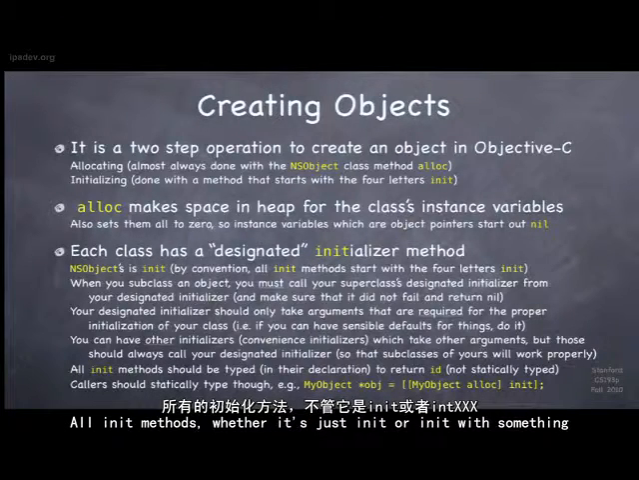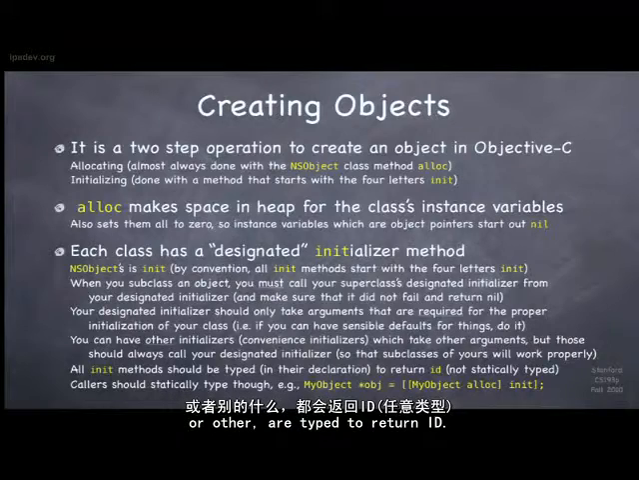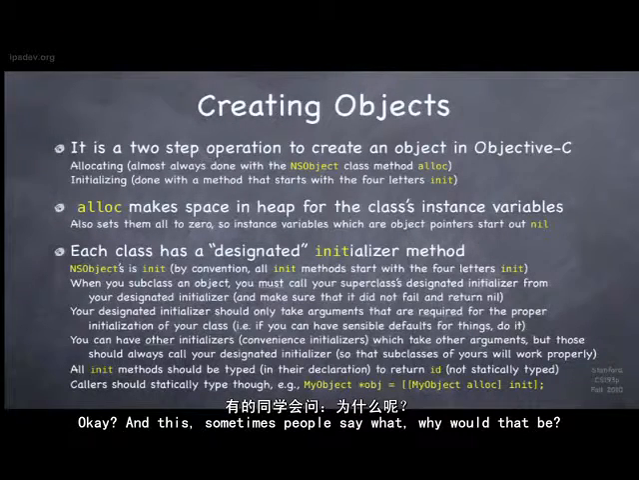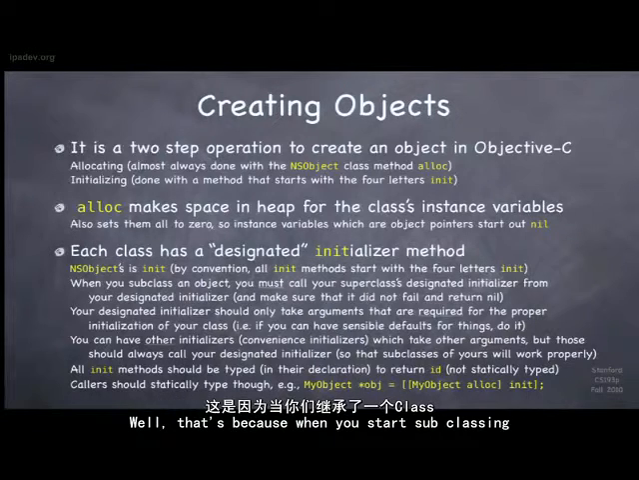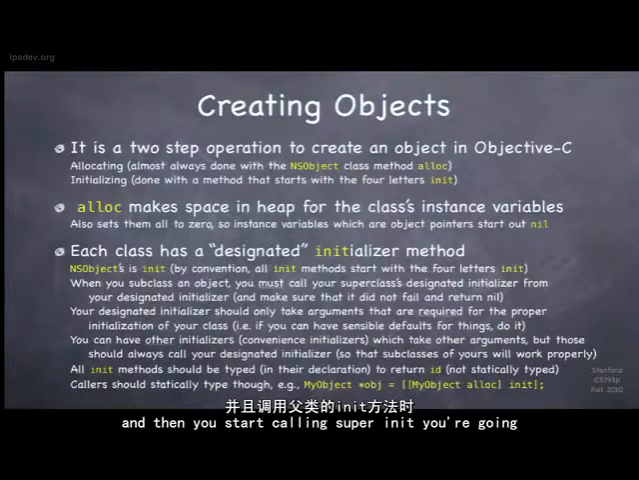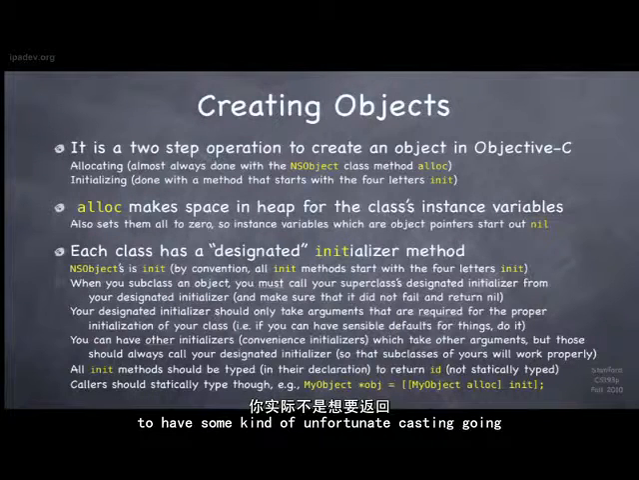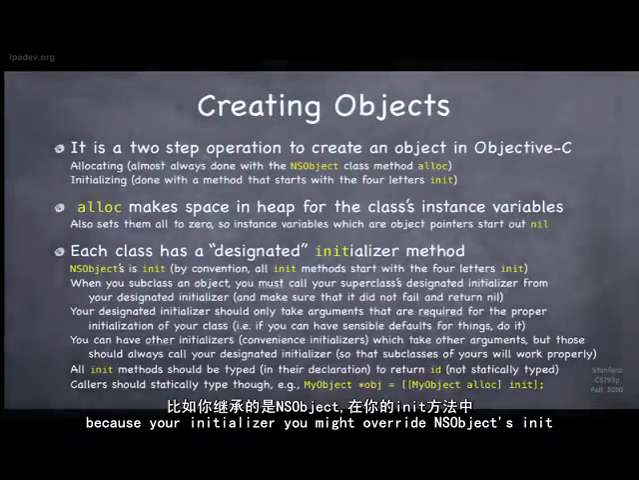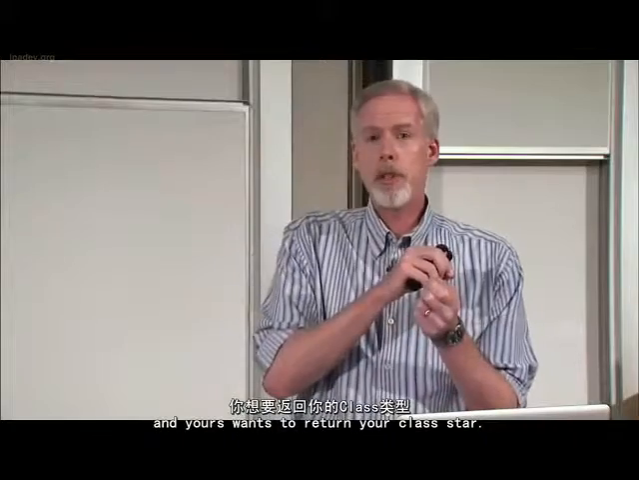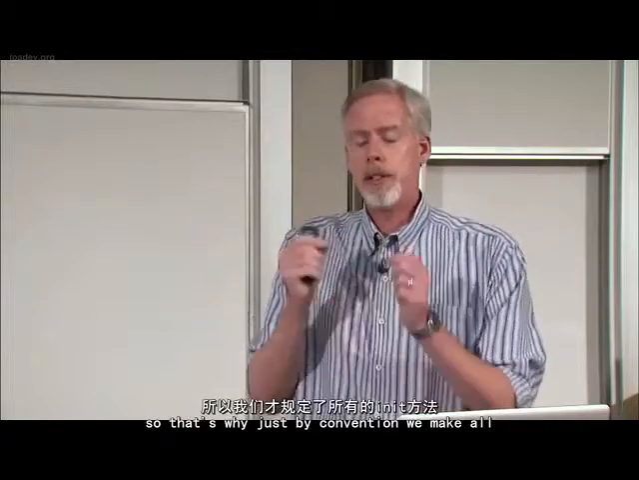All init methods, whether it's just init or init with something or other, are typed to return id. Sometimes people say, why would that be? Why isn't NSObject's init typed to return NSObject star? Well, that's because when you start subclassing and calling super init, you're going to have some unfortunate casting going on inside your initializers, because you might override NSObject's init and yours wants to return your class star. That's going to conflict with what NSObject is doing. So that's why, just by convention, we make all our initializers typed to return an id.